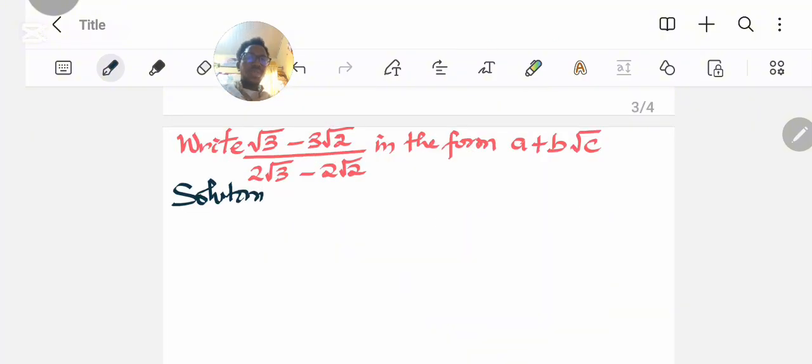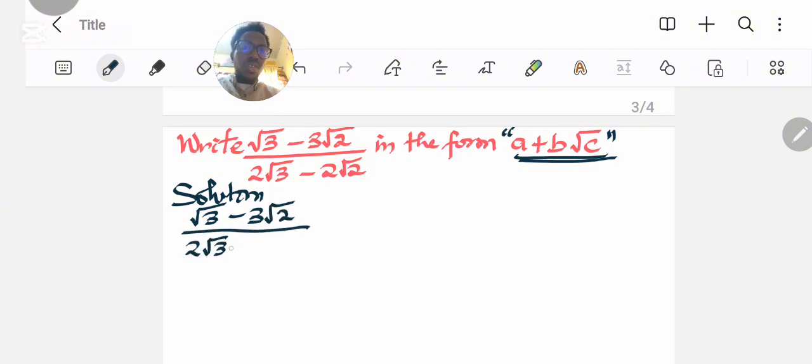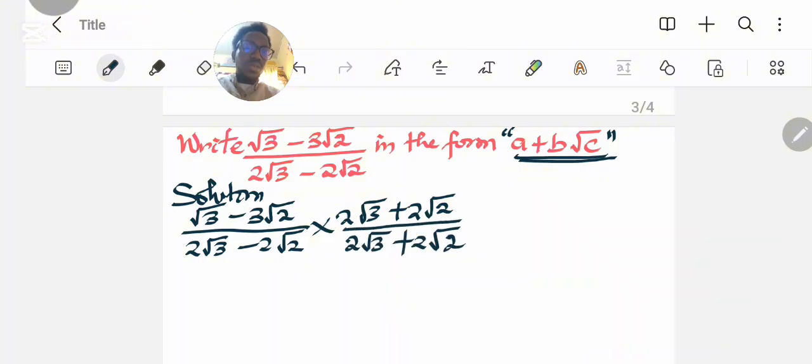All right, so the last question we are going to be seeing on this topic is this that we have on the board, but they are specific with what they want us to write in this case. So they want us to write the question in this form. So we'll be working towards this form. So let's go. So we have root 3 minus 3 root 2 all over 2 root 3 minus 2 root 2 times 2 root 3 plus 2 root 2 all over 2 root 3 plus 2 root 2.